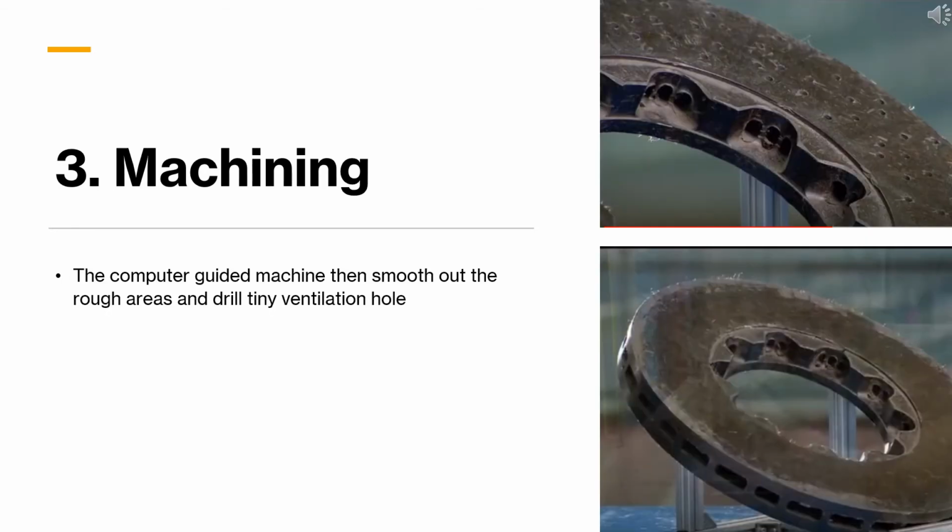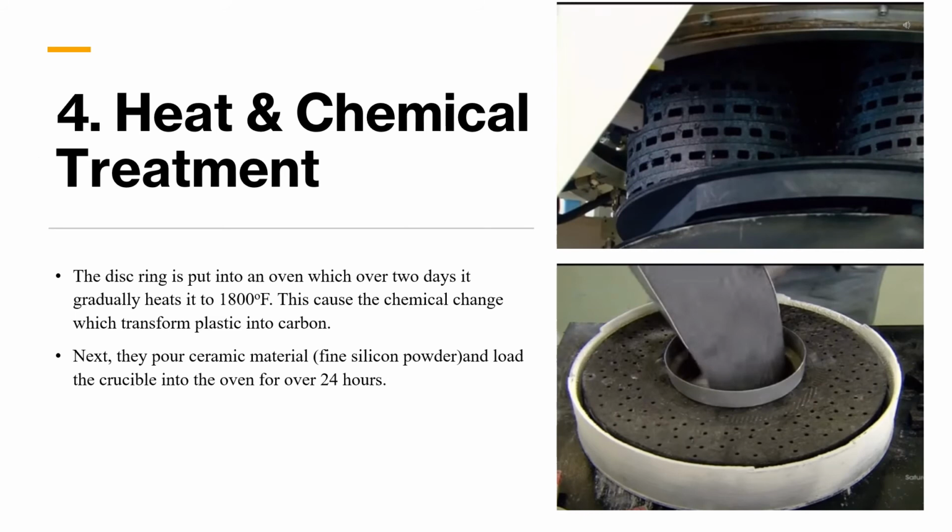Next is the machining process. The computer-guided machines then smooth out the rough areas and drill tiny ventilation holes in the brake disc. Next is the heat and chemical treatment. The disc ring is put into an oven, which over 2 days gradually heats it up to 1800 degrees Fahrenheit. This causes a chemical change which transforms the plastic into carbon. Next, they pour in the ceramic material, which is fine silicon powder, and load the crucible into the oven for over 24 hours.